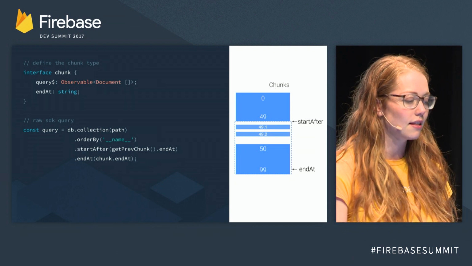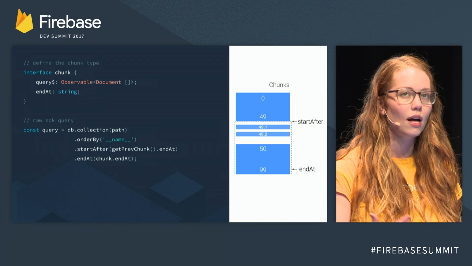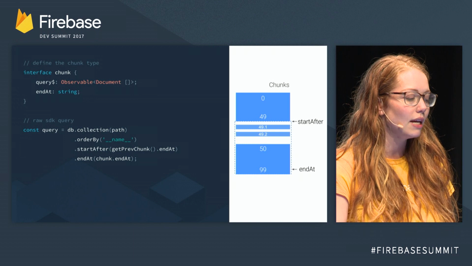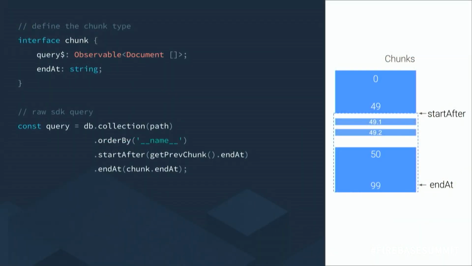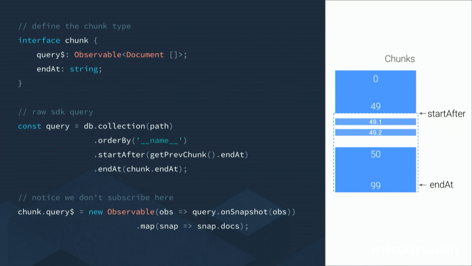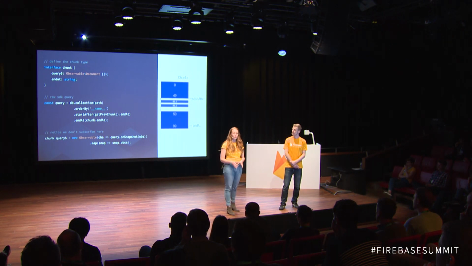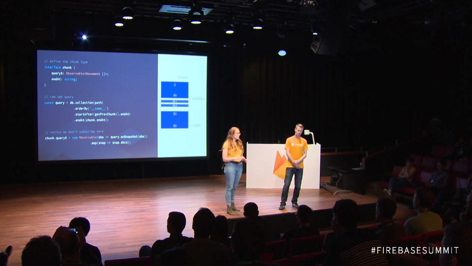So we pass that in as a thing we're listening to. We order by the name, so that's the document ID, and we start after the previous chunk's last element, and then we end at this chunk's end at. So that allows us to capture all of those things in a query, and we don't call snapshot or subscribe there. It's just the raw query because we want to do a little bit more to it. Yeah. So as you notice, we subscribe here with the new observable. We call snapshot. Sorry, my bad. We're still not subscribing here, but we just get the documents. So we're ready to subscribe, but we haven't subscribed yet. So that's our query object.